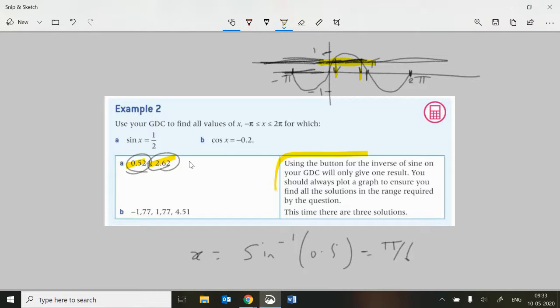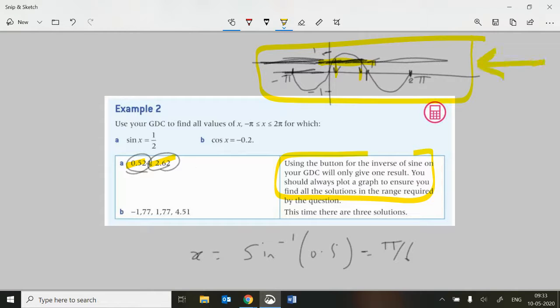It suggests that you use your GDC. It says you should always plot a graph in order to ensure this. For those of you familiar with the shape of the graph and the symmetries within the graph, it will be sufficient to sketch the graph and use the symmetries. But obviously, if you're quick with your GDC, you can use your GDC to find this second value here as well.